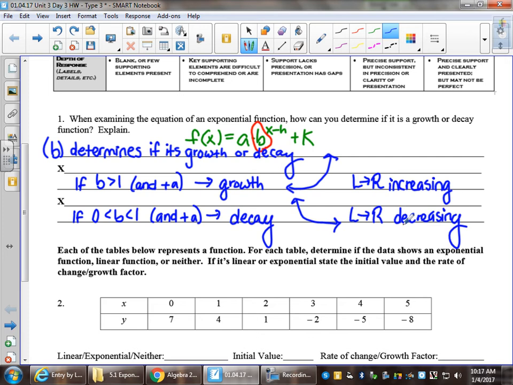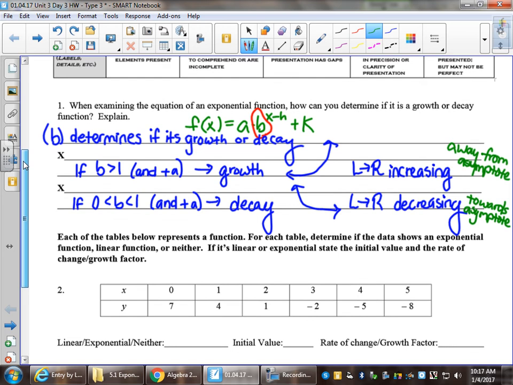So it's very possible that I have some notes here you don't have. As long as your answer had the gist or the big idea that b is greater than 1, it's growth, b is between 0 and 1, it's decay, that is a good answer. Let's make it a great answer by adding in the sketches, talking about left to right increasing or away from asymptote, decreasing, in other words, towards asymptote. All about the b value.